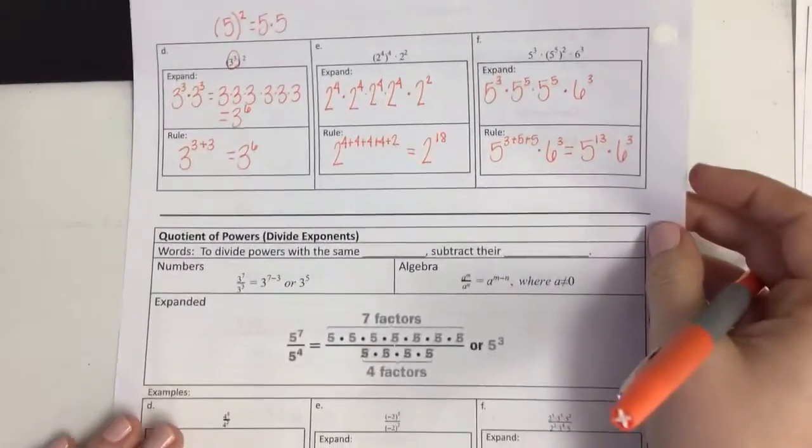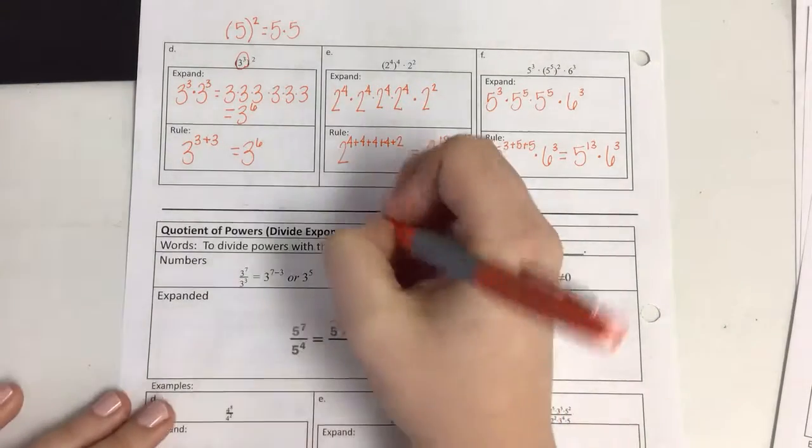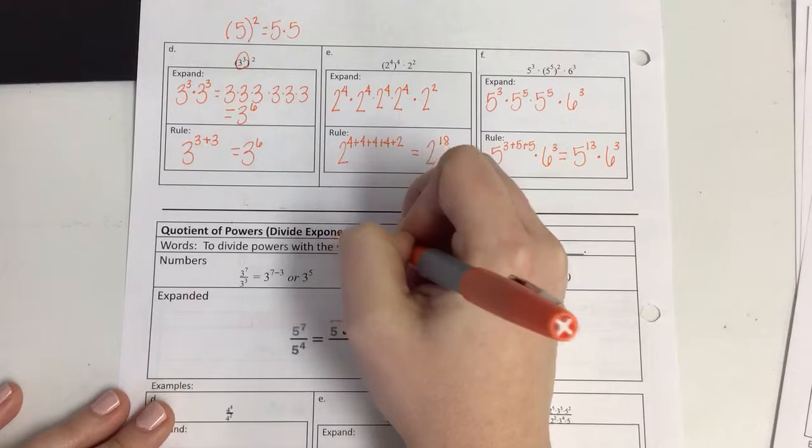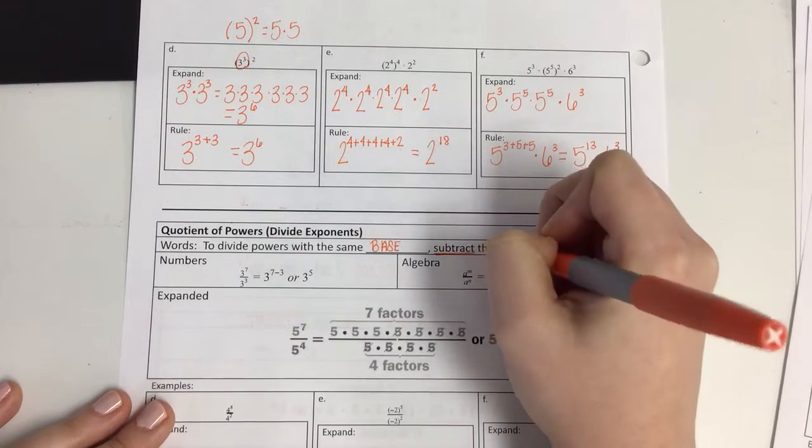Our next rule that we're going to look at is the quotient of powers, or when we're dividing. So when we divide powers with the same base, we do the opposite of multiplying. We're going to subtract their exponents.